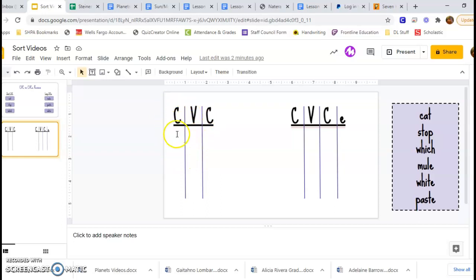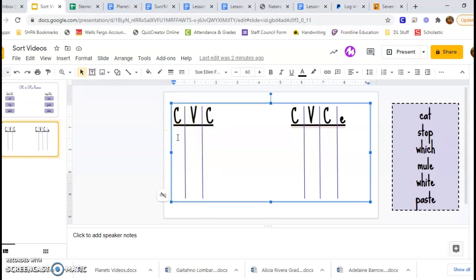So we're going to start with, what is the first consonant in cat? You tell me. Good, it's a C. So I'm going to start by writing a C in this group. You can go ahead and do it on your piece of paper as well. What's the vowel in cat? That needs to go in the second column. Good, it's an A. And then what's the last consonant in cat?